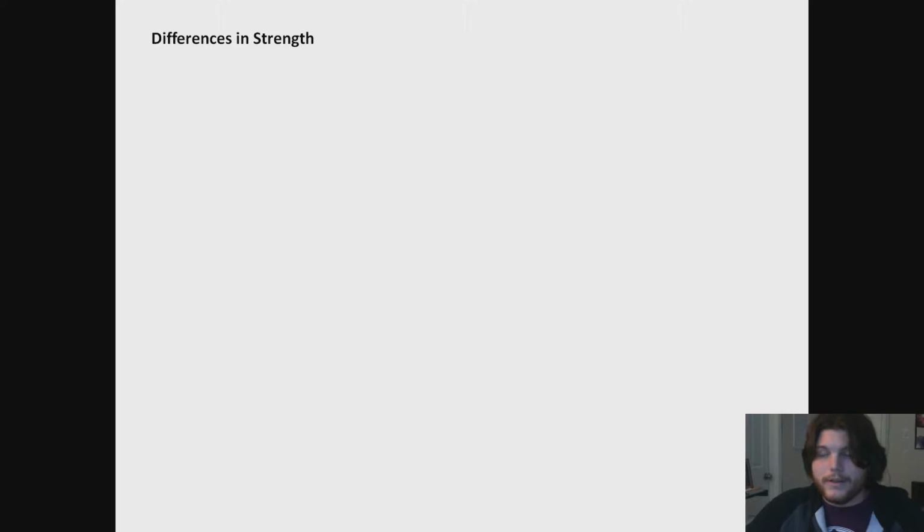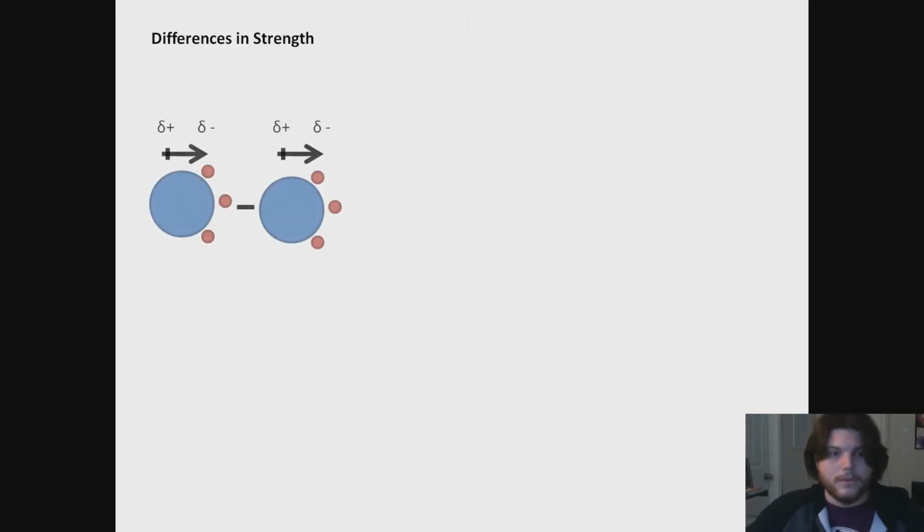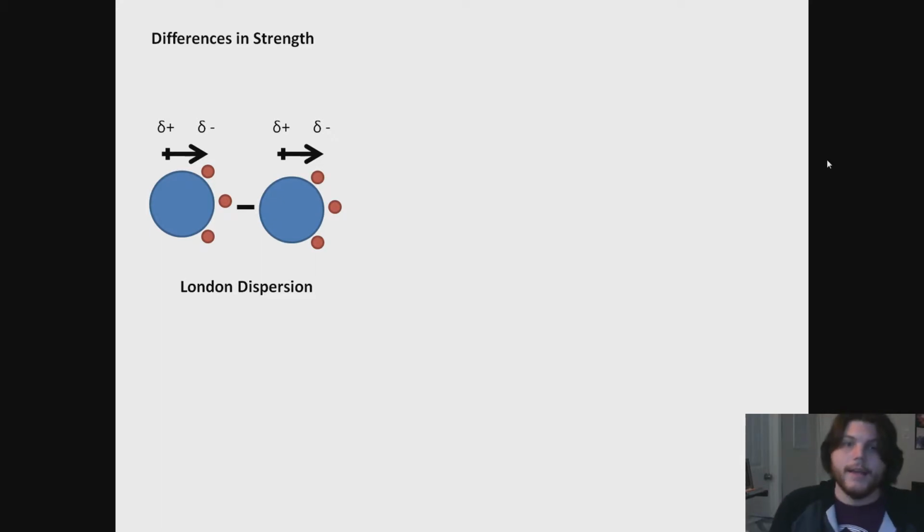So the differences in strength between these materials. At the beginning we have London dispersion forces. These are the weakest forces, because they only have an induced polarizability attraction; there's not really a strong positive and negative to each molecule. They're very weak positive and negative, so they do provide some level of attraction and interaction, but not very strong.